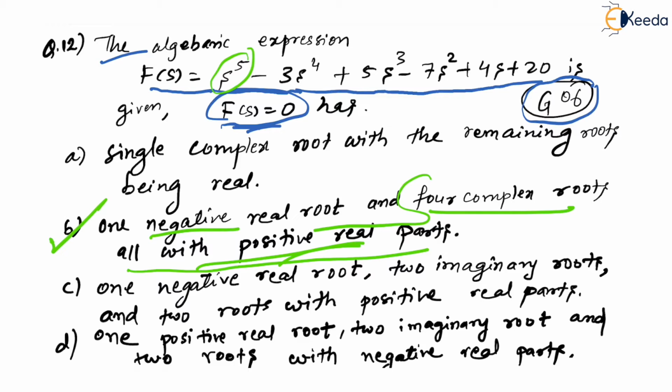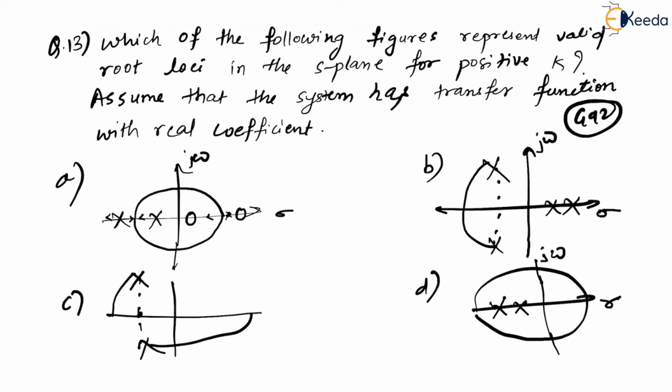Now we will see some more problems. Yes, it is a GATE 92 problem. Which of the following figures represent a valid root locus in the S-plane for positive k? Assume that the system has a transfer function with real coefficients. Let us see. What do you say? Option C first. What is there in option C? We have seen that the root locus is always symmetric about the real axis. But if you check now, here it is not symmetric about the real axis, which means it is a wrong option.